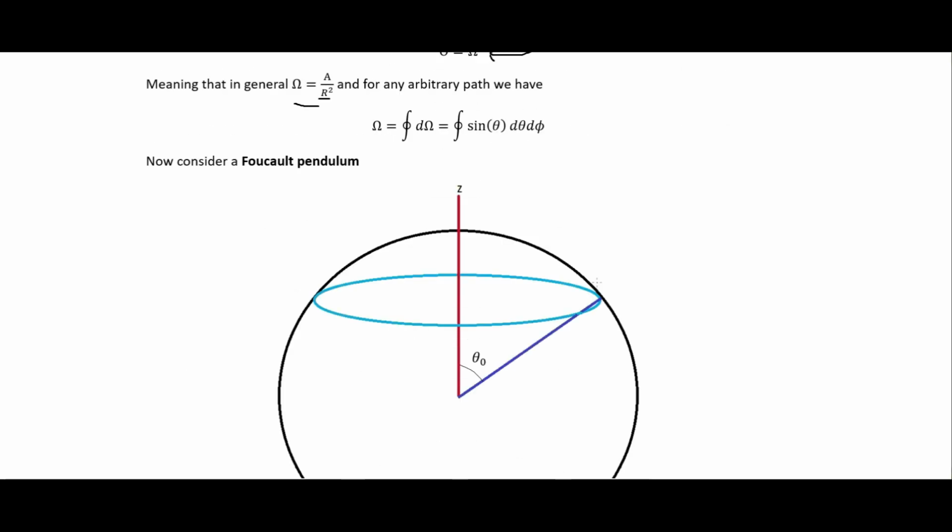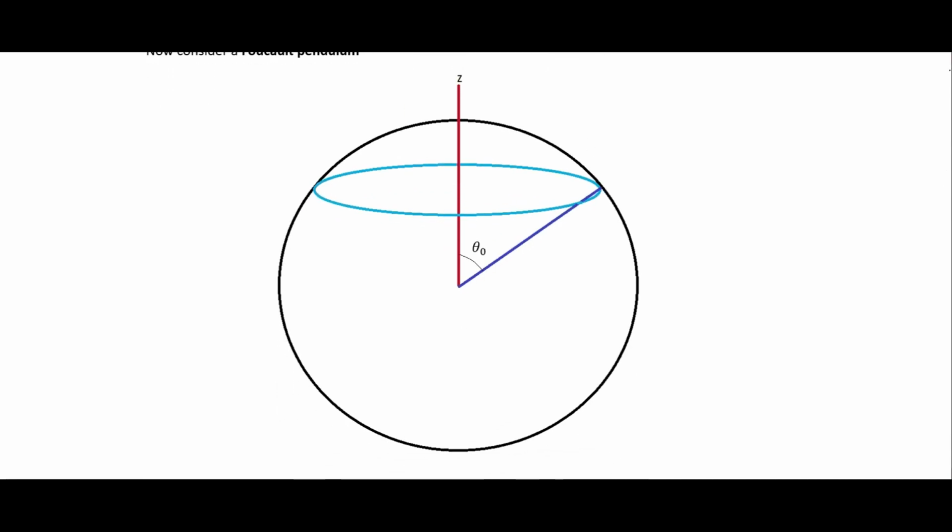And so if we want to look at the Foucault pendulum, we have this right here to get the solid angle that we move. So we're doing a line integral here, and we're doing it in polar coordinates. And so we want to look at the d theta and d phi. So for a Foucault pendulum, say we have z here at the North Pole, and you are some degrees from the North Pole, and we're calling that angle theta sub naught right here.